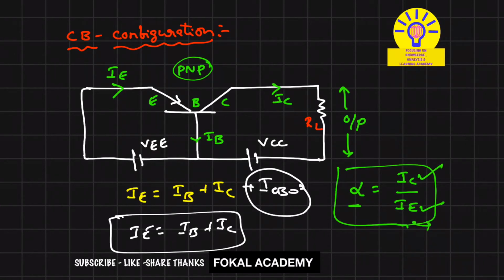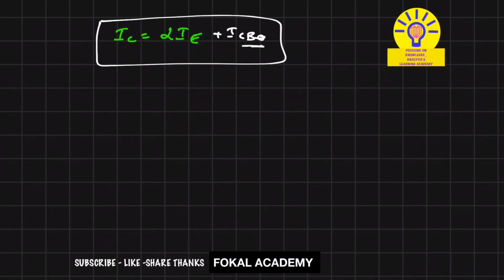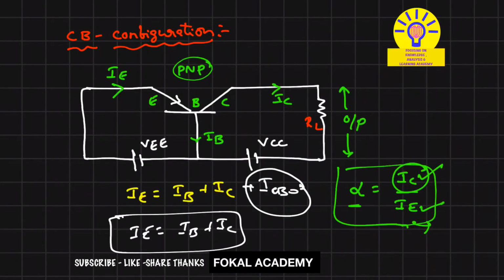So from this equation, I am getting the collector current. That is IC equal to alpha into IE, but as the transistor is not ideal, some leakage current is there. So that is plus ICBO, the collector base leakage current. So this is the collector current equation in terms of emitter current and current amplification factor. This is a very important equation. The problems will be asked from these two formulas.